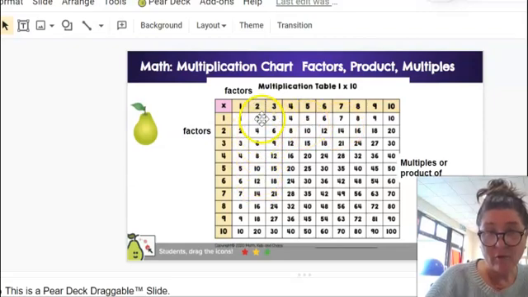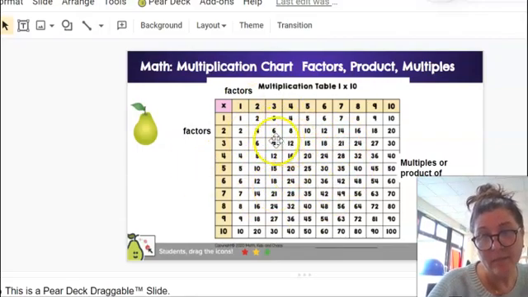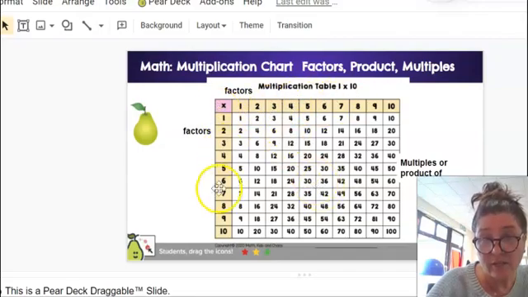12 is a multiple of 2 and 6, but it's also a multiple of 3 and 4. And of course, it's always a multiple of 1 and 12. 24 is a multiple of 6 and 4. It's also a multiple, here's 24, of 3 and 8. But if there were the 12s, it would be a multiple of 2 and 12, and of course 1 and 24. So these are your multiples or your products. These are the numbers that you find when you multiply two factors together.